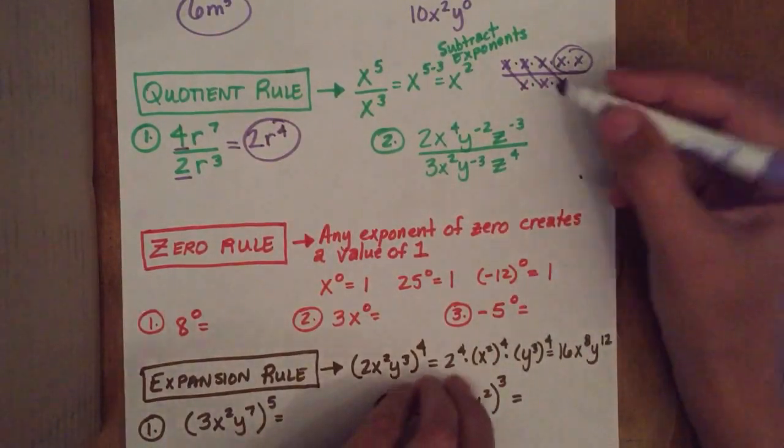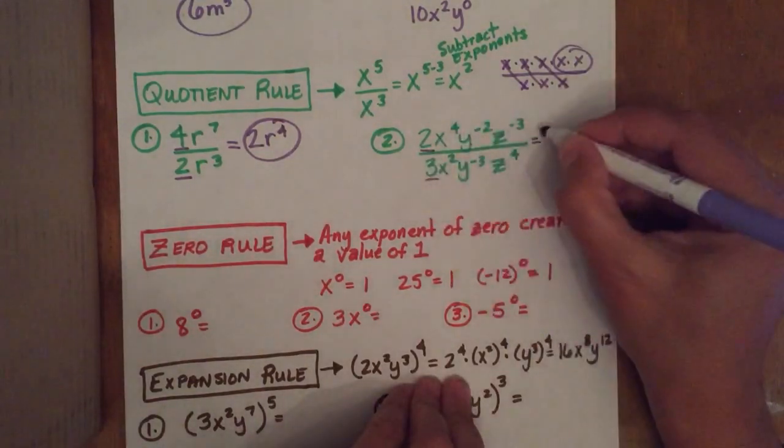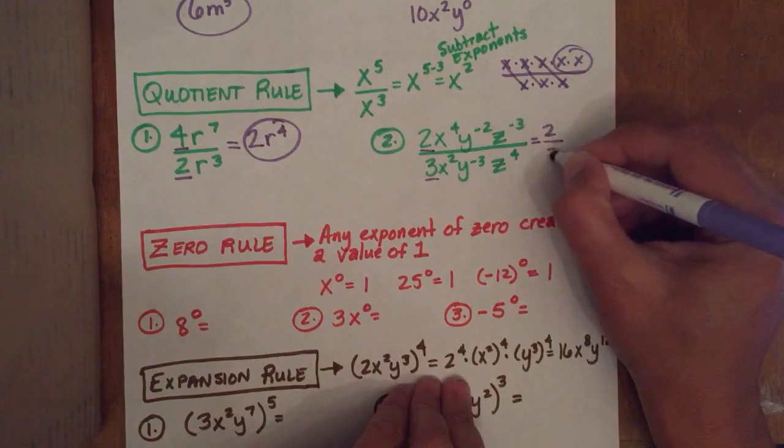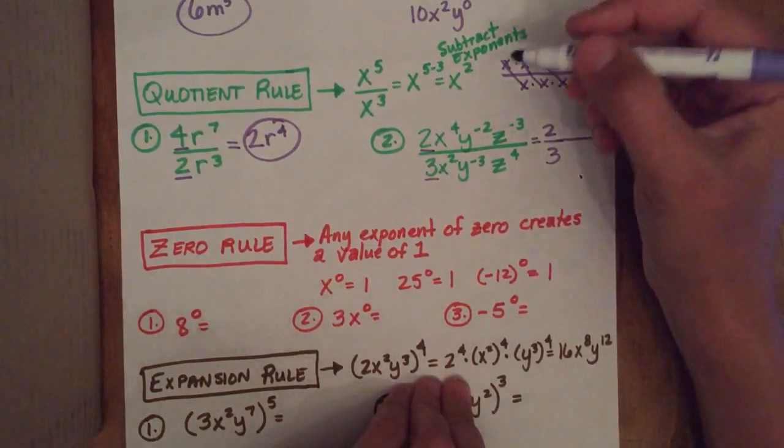So let's look at number 2. This is a little bit more of a doozy. The constants are 2/3. We can't do anything about the 2/3, so the 2 stays on top, the 3 stays on the bottom. Let's see what we can do.